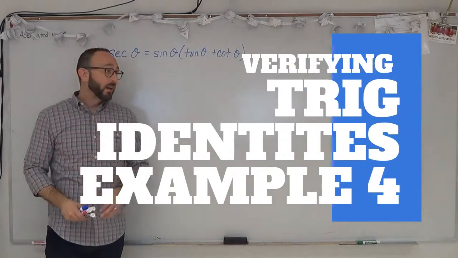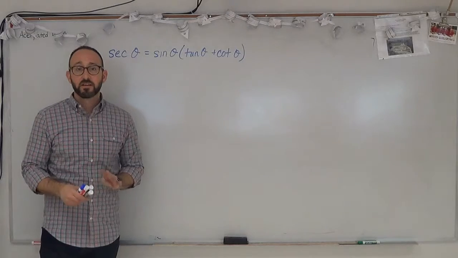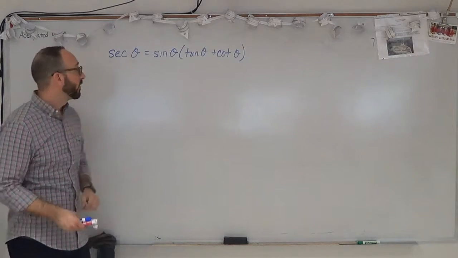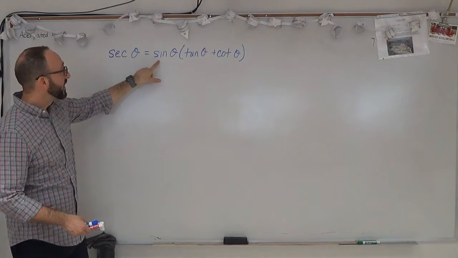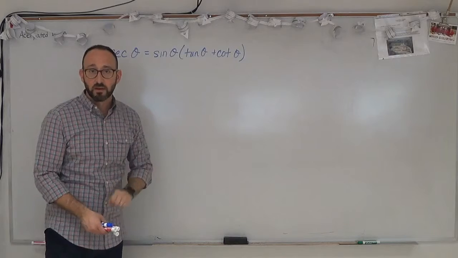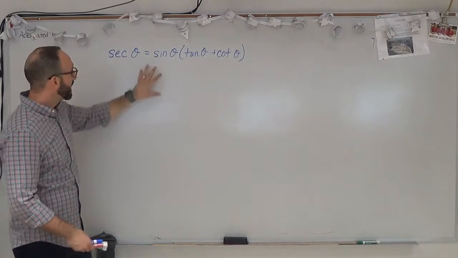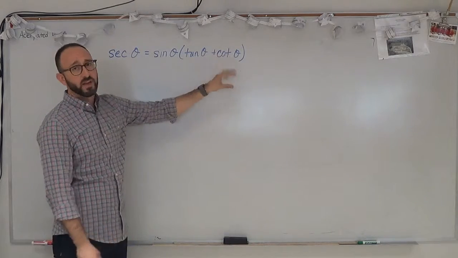Okay, so we are back with our fourth part in our verifying trigonometric identities series of videos. In this one, we're going to try to show that secant theta is equal to sine theta times the quantity tan theta plus cotan theta. So in this case, I'm actually going to work on the right-hand side, again, because that looks like the more challenging or difficult side to deal with.